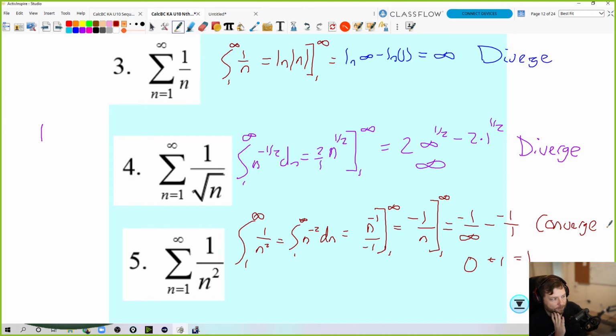It's not the same thing because, think about this, an integral is a smooth curve. When I do a series, I'm doing Riemann sums. It's a bunch of rectangles. 1 is probably a good approximation, but it's not going to be the answer. So here's 3 cases.